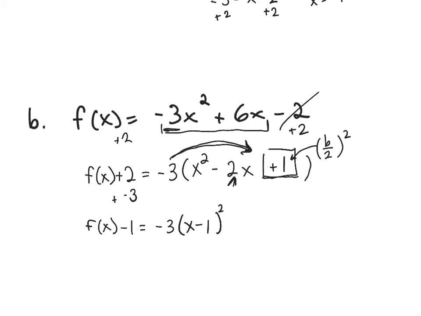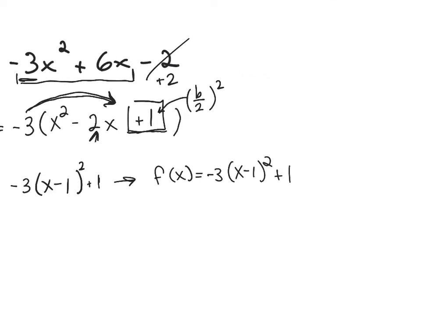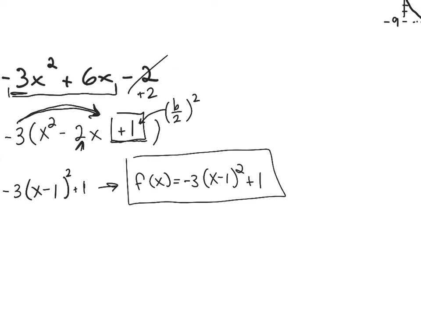And then if I want to finish this up, I move this -1 to the right side and get -3 times x minus 1 squared plus 1. So here is the function in standard form, vertex being, if I move to the right 1 and up 1, which is what those transformations are, the vertex would be the point 1, 1.